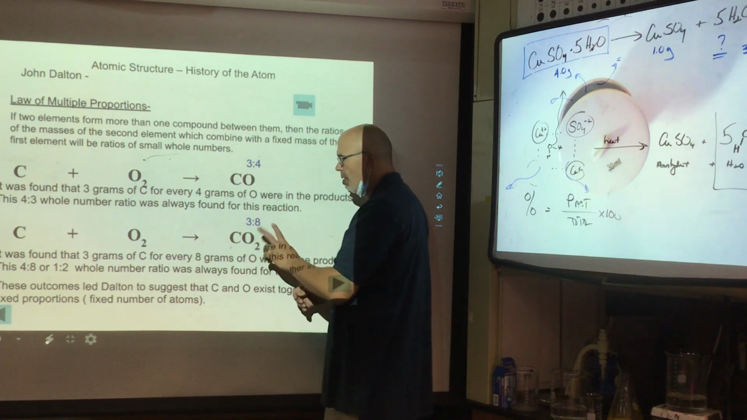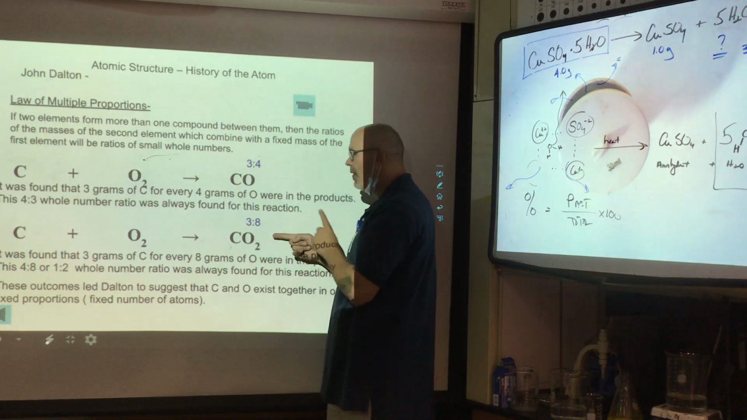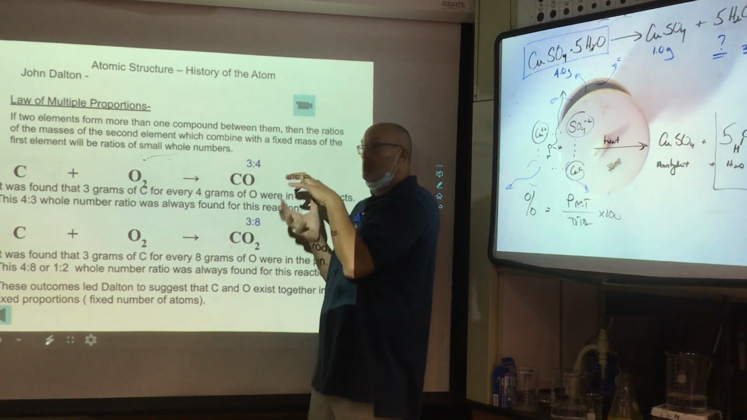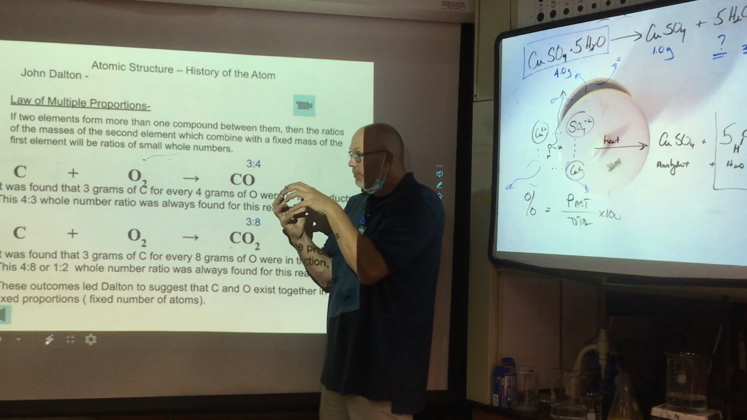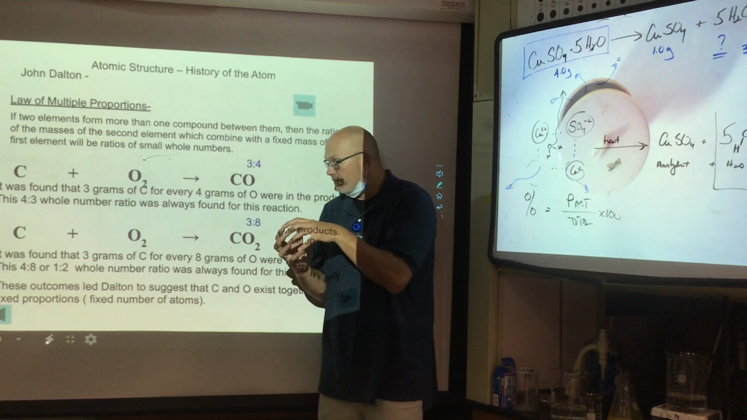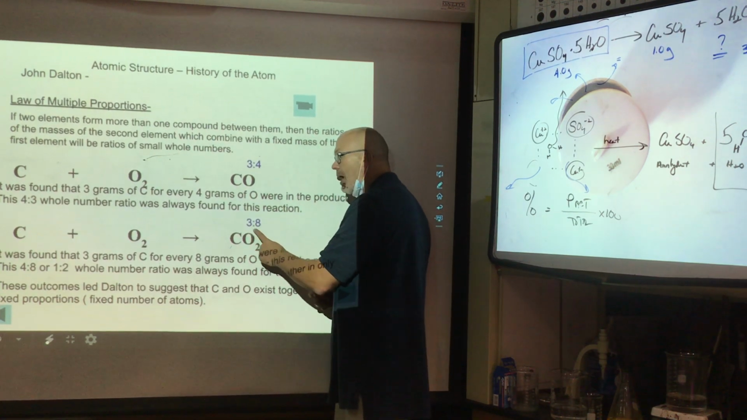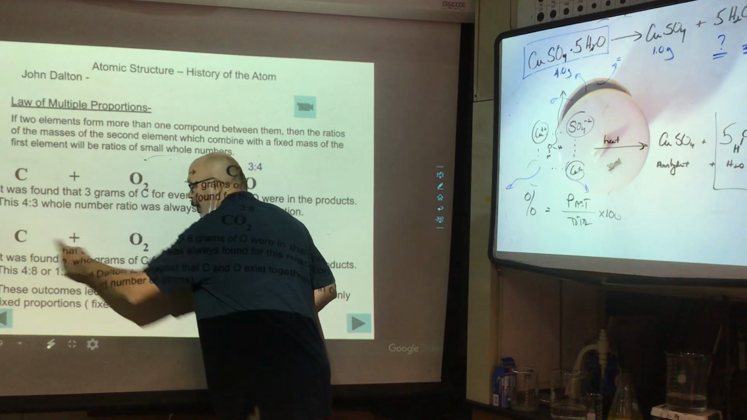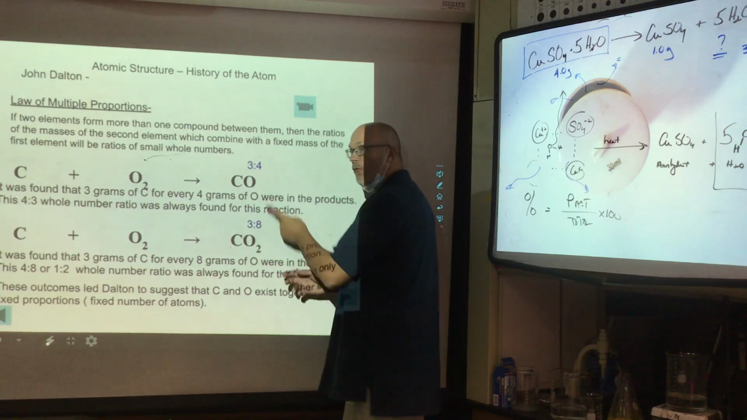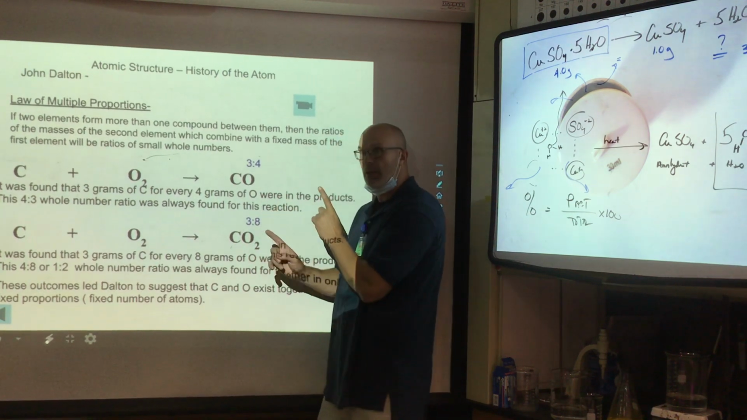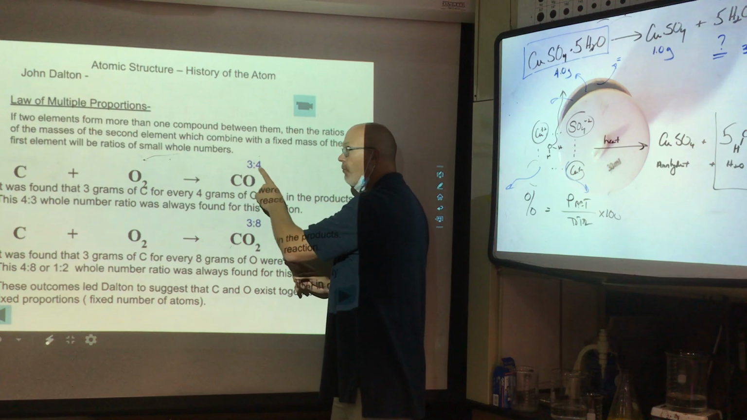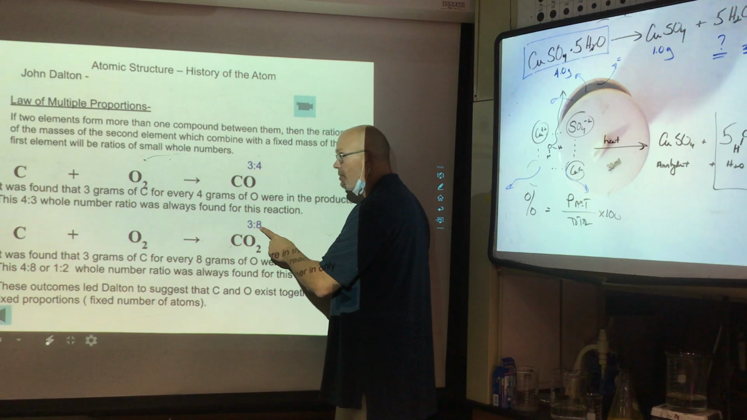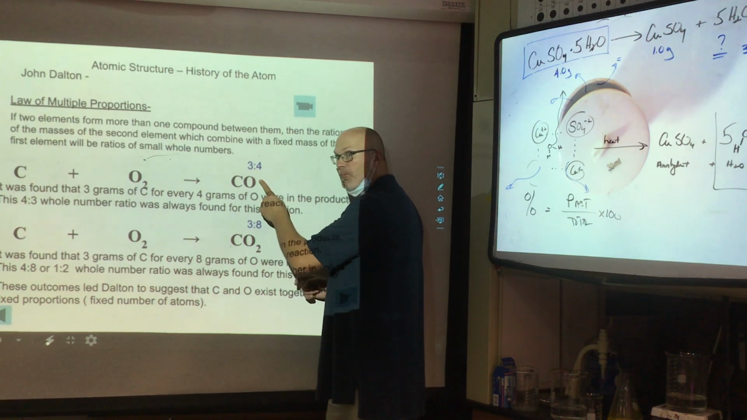He didn't know it was CO. We now know it's carbon monoxide. And then the other chemical made from the same reactants that had a different set of properties, that he was able to pull away and purify, had a 3 to 8 ratio of mass. Whoa! Same reactants, elements, made two different products with two different properties, but they only differed from a 3 to 4 ratio to a 3 to 8. This had twice the mass of oxygen than this particle had.